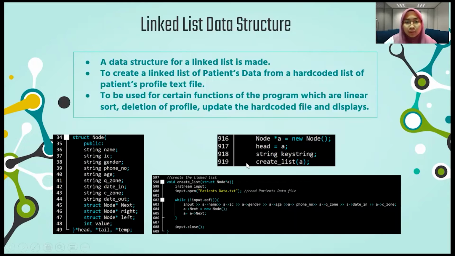So these are the few lines that we call the function name create list, because create list will basically read all the patient's data from the file and convert all the data into a linked list. So basically we will have a node name A, which is the linked list that we'll use for all the functions needed in the code. So that's all from me.